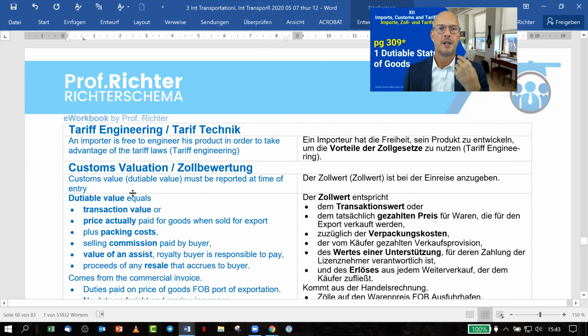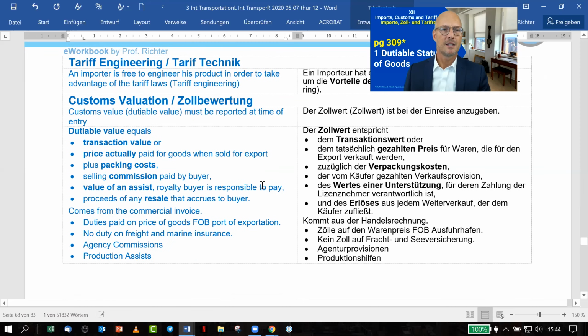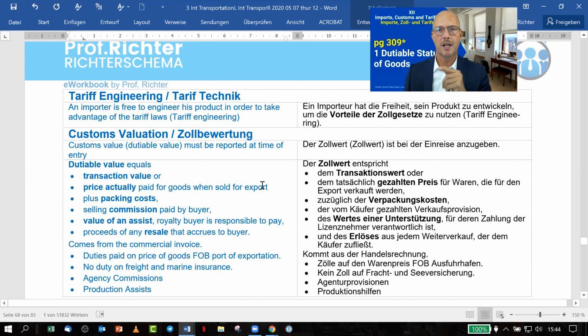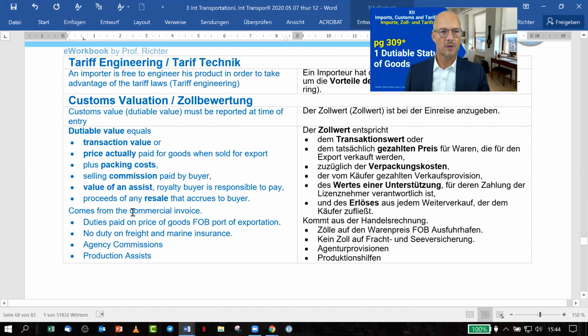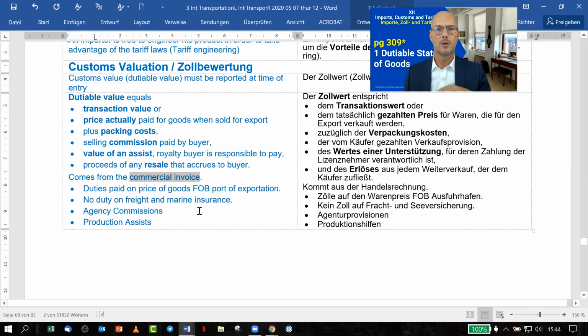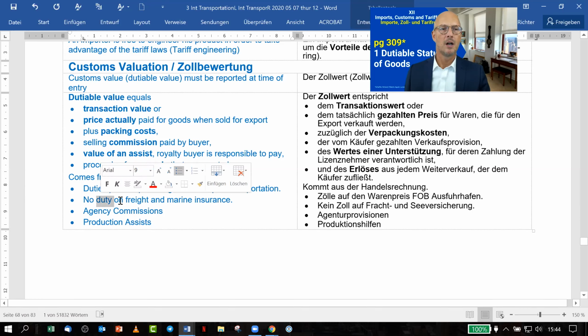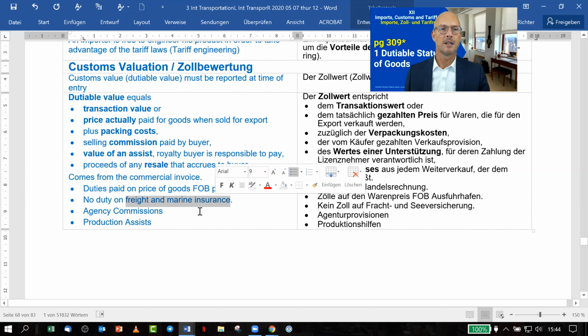And if you import something, the customs value must be reported at the time of entry. From this value, of course, you then calculate the tariff. The dutiable value equals the transaction value, of course, the actual price, packing cost, some commission, some value of an assist, and proceeds of any resale that accrues to the buyer. You get all these from the commercial invoice, right? And then you put some duties on it, but you don't pay any duty on freight and marine insurance.